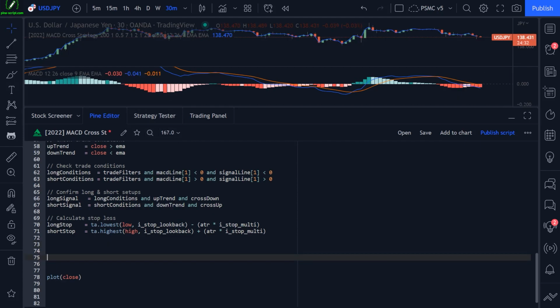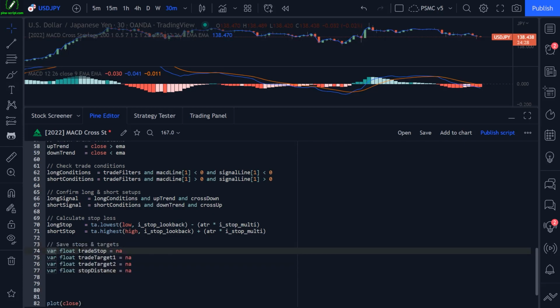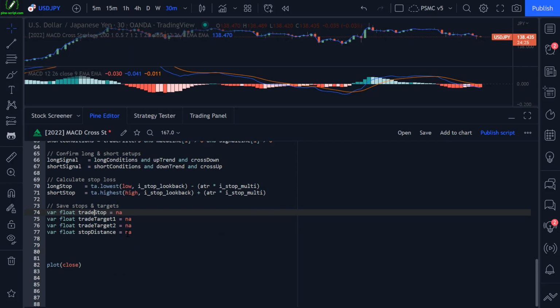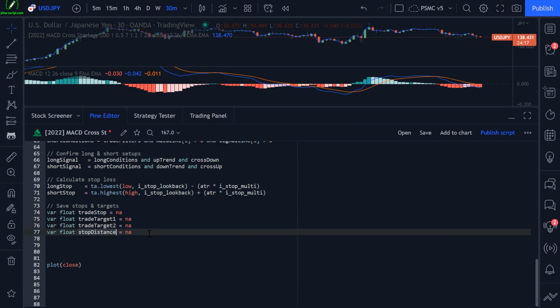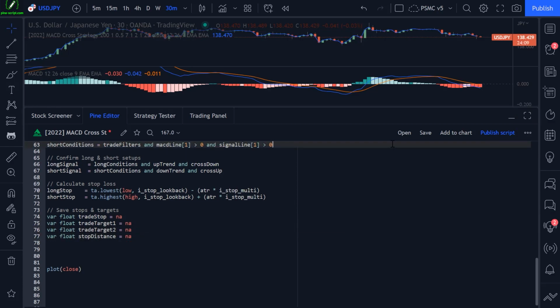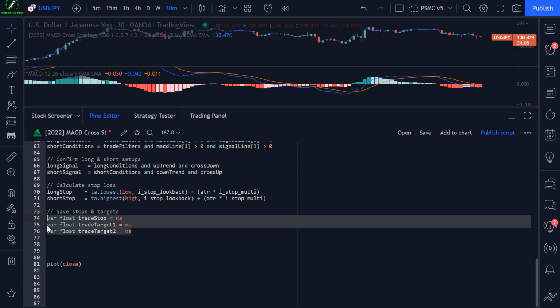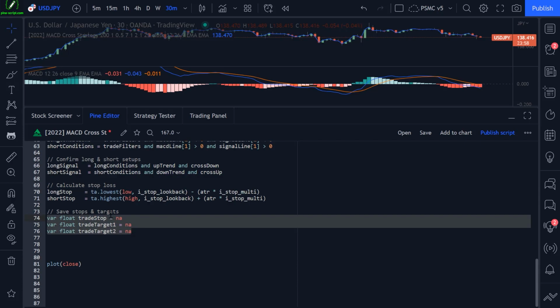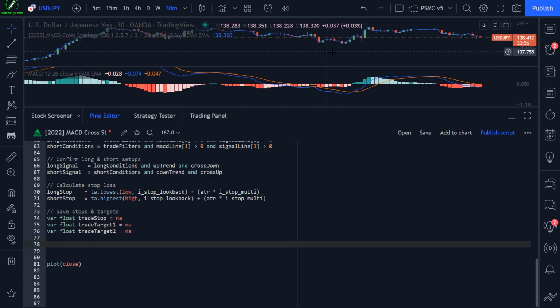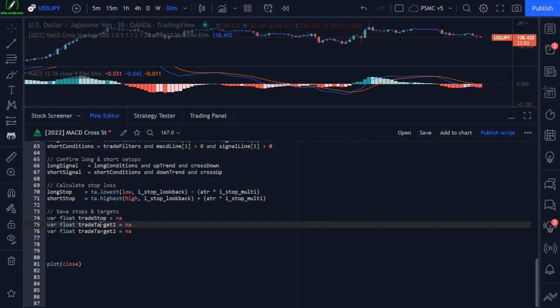So before we do that, we need to prepare a bunch of persistent variables that are going to save the open trade's stop loss, the first take profit, and the second take profit. Now stop distance, we don't really need to be saved. We only need these 3 variables. So trade stop, trade target 1, and trade target 2. These will all be overwritten with the current trade's stop loss price and take profit prices because there were 2 targets.